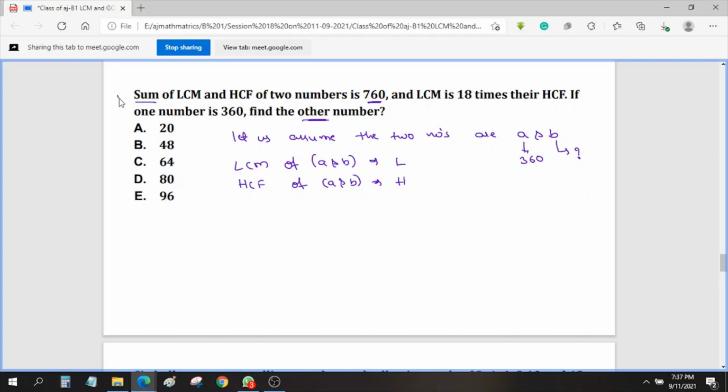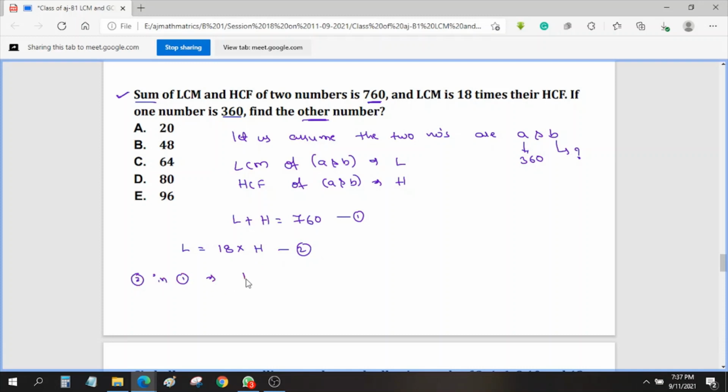Now just convert this data into equations. The sum of LCM and HCF: L plus H is equal to 760. This is the first equation. And LCM is 18 times their HCF, so L is equal to 18 times H. This is the second equation. One number is given as 360. Now we have two equations and two unknown variables, L and H, so we can easily find them. I am substituting 2 in 1.